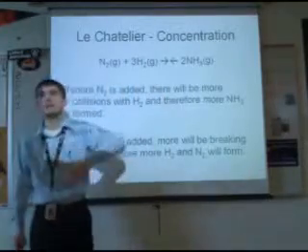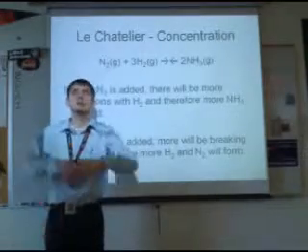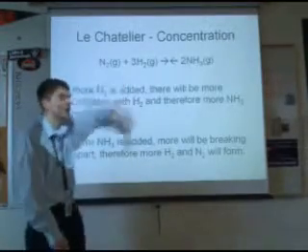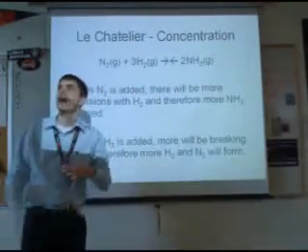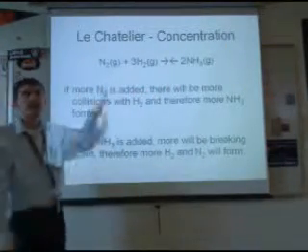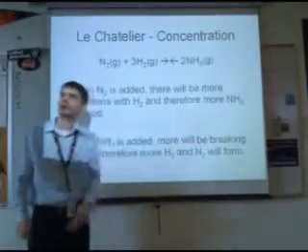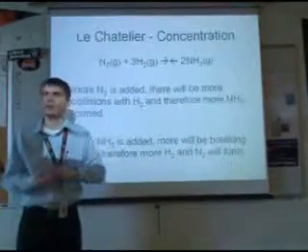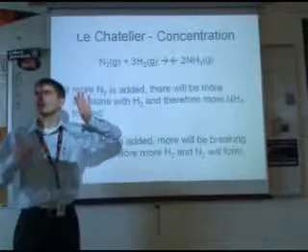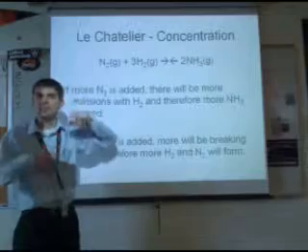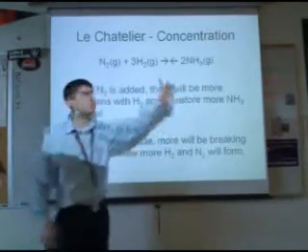If you put more ammonia in there, there's going to be more ammonia to break up and form hydrogen and nitrogen, so your equilibrium is going to shift to the left. So for adding stuff, basically if you add it to one side, your equilibrium shifts the other direction. And then it's just the opposite when you take something away. If I took away something from this side, there would be less stuff smashing together to form ammonia, so equilibrium would shift this way.